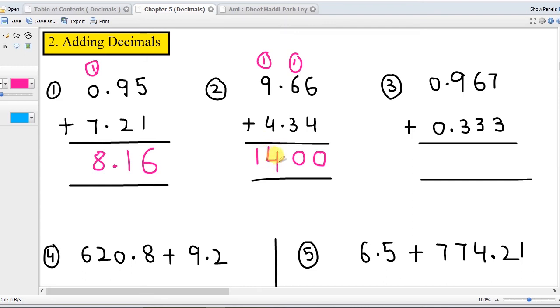So where should we put this decimal point? In a place so that we have 2 digits after the decimal point. So where should we put it? Right here. So our answer is 14 or simply 14.00. Both are the same thing.